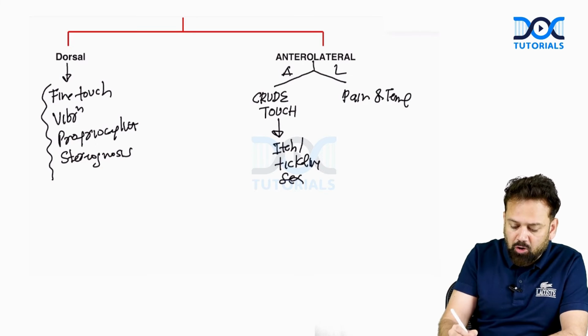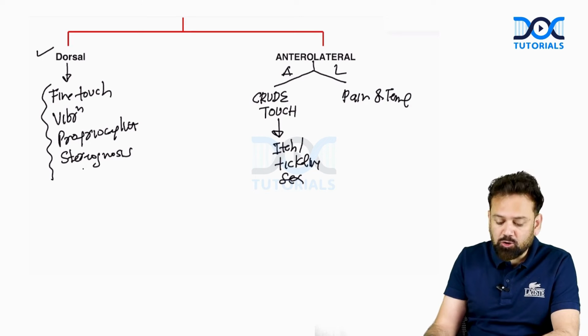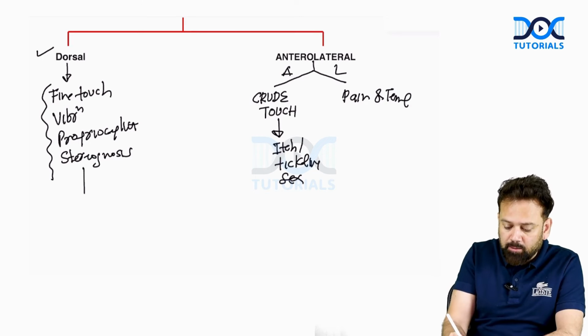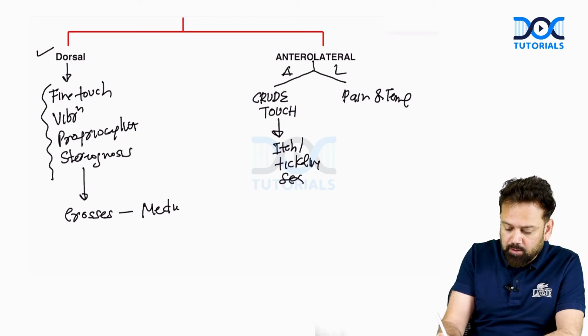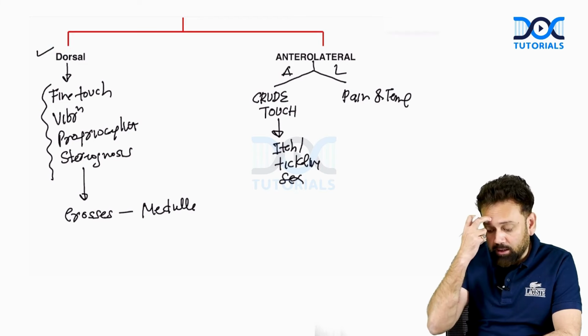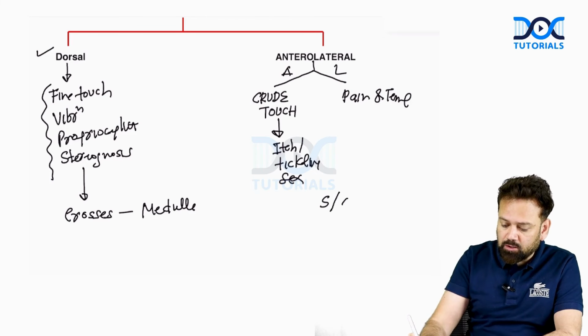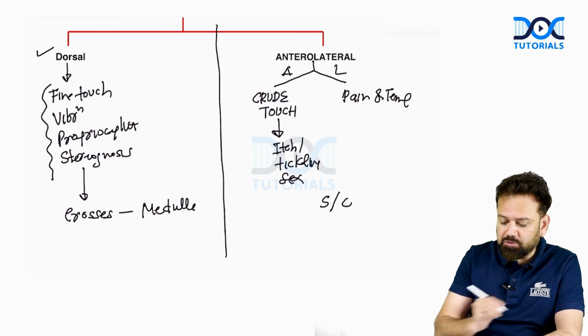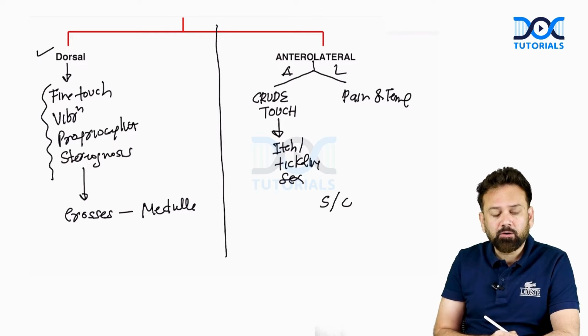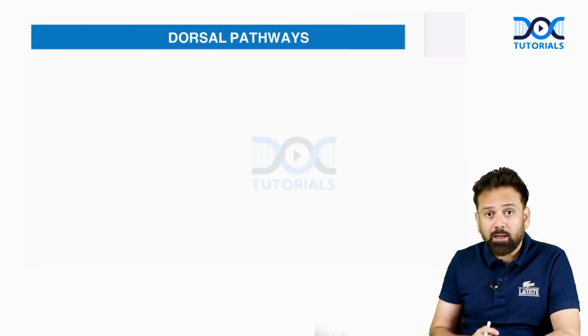Whatever are left, they all are coming from dorsal column. Clear? Dorsal column crosses in the medulla. They will cross in the medulla. Anterolateral column crosses in the spinal cord. So these are the differences which are asked in your exam. Okay. Now simply about the dorsal column.